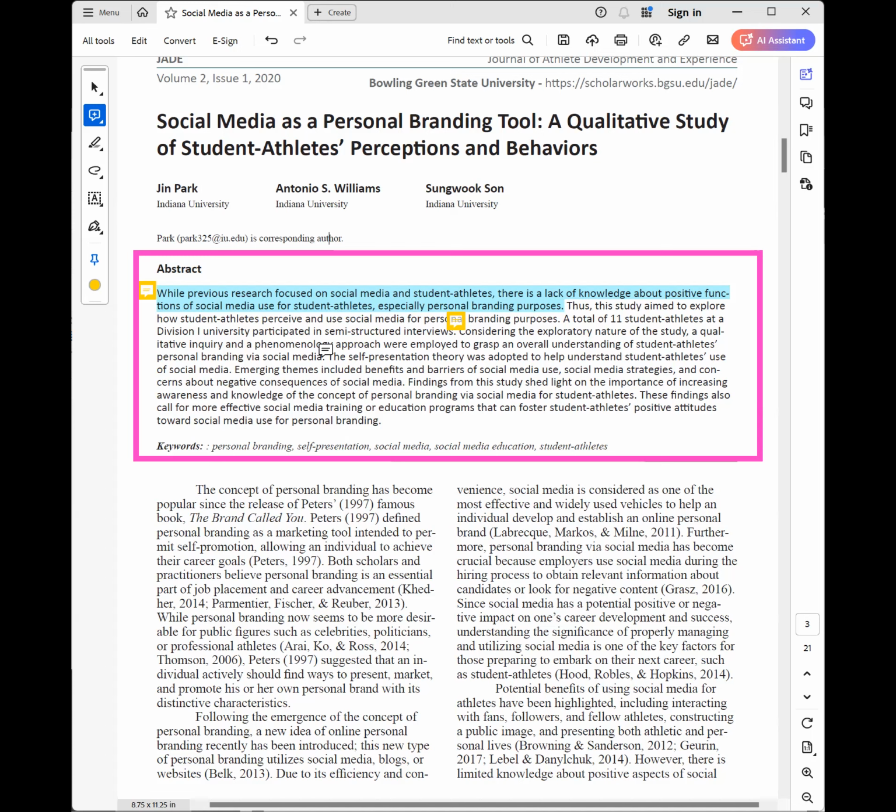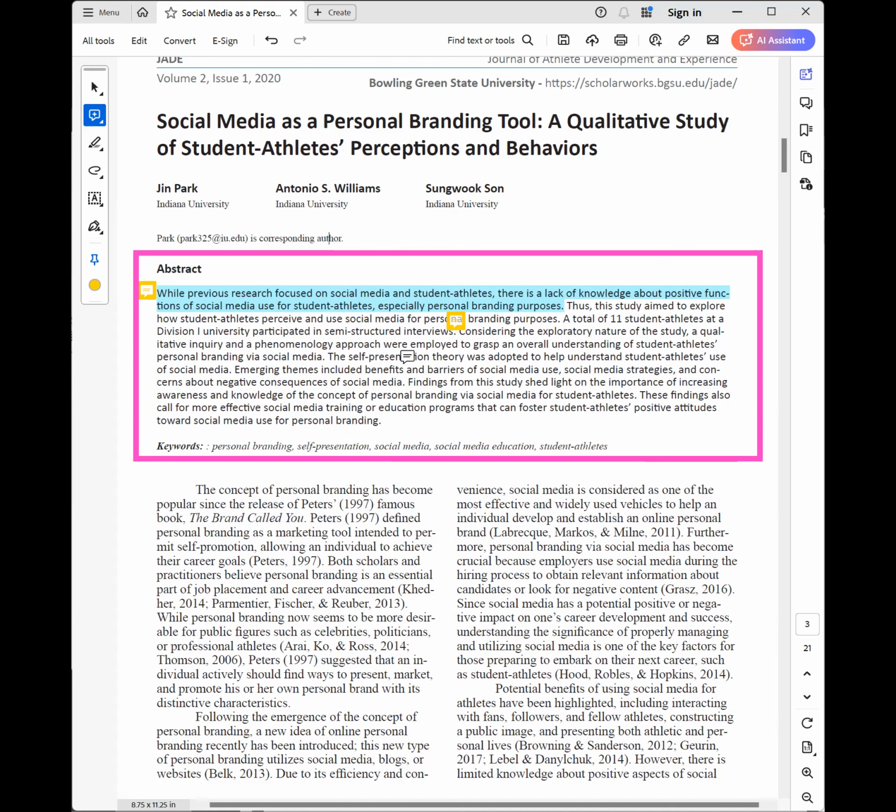That's what that is. The self-presentation theory was adopted to help understand student athletes' use of social media. This is a big one, right? Because if the interview was of the student athletes, then they're self-presenting themselves, and that could lead to certain bias and some other things, like also how they present themselves on the internet. There's a number of factors to consider with this particular research approach.